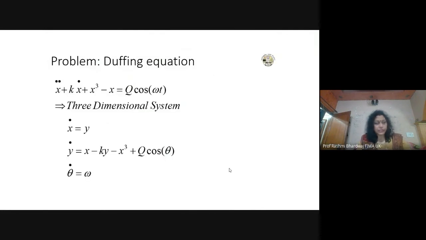And this is the example which I have taken in the earlier slides, that if you have a Duffing oscillator or Duffing equation, this equation is simply x double dot plus kx dot plus x cube minus x equal to q cos omega t. It can be transformed into a three-dimensional system by taking x dot equal to y. So when you take x dot equal to y, this equation is y dot plus ky, this remains as it is, plus x cube minus x equal to q cos theta, where theta dot equals omega. So here we transform this into the three-dimensional system using these equations.